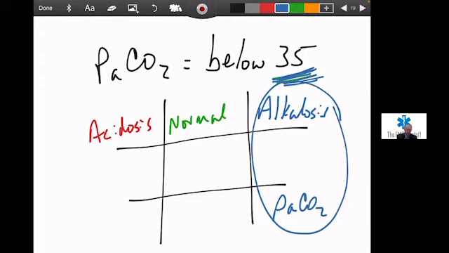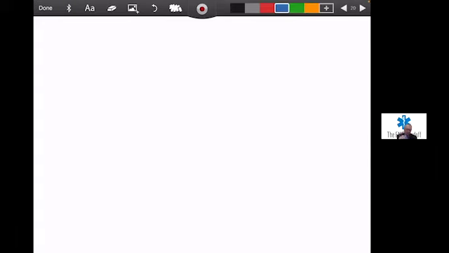So for this step, we need to interpret if the value of PaCO2 is within the normal range, acidotic, or alkalotic, and plot it in the grid under the appropriate column. Remember, the normal range for PaCO2 is from 35 to 45. If PaCO2 is below 35, place it under the alkalosis column. If the PaCO2 is above 45, place it under the acidosis column. And if PaCO2 is within its normal range, place it under the normal column.